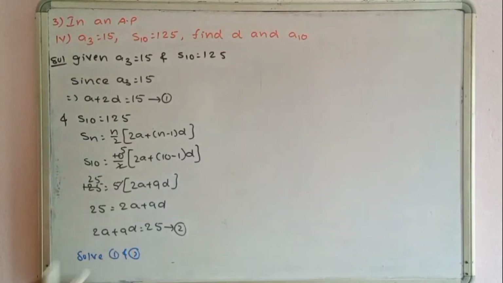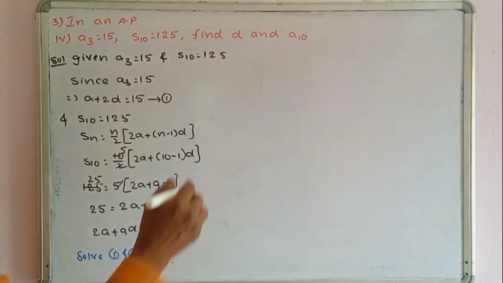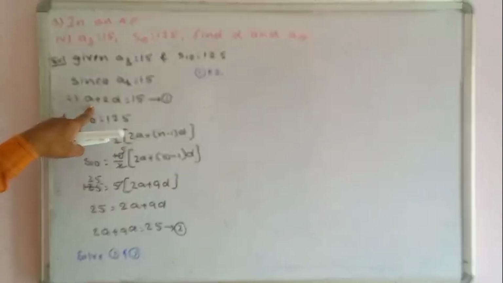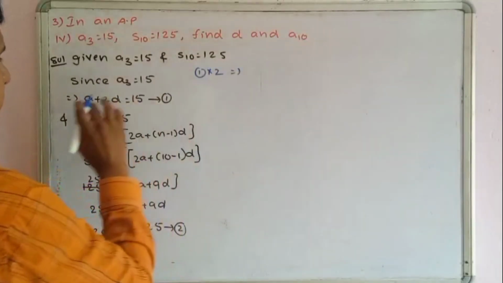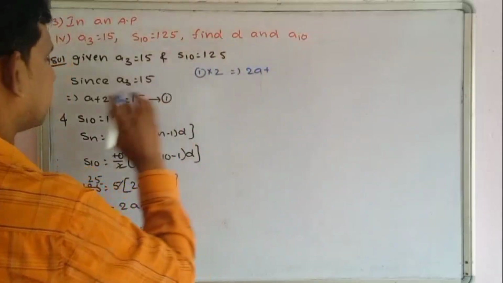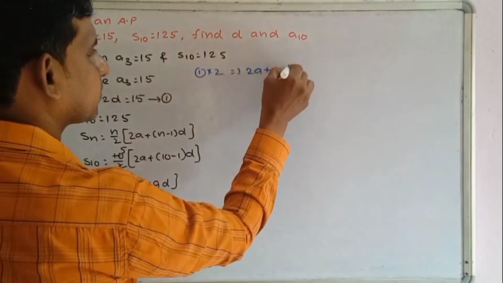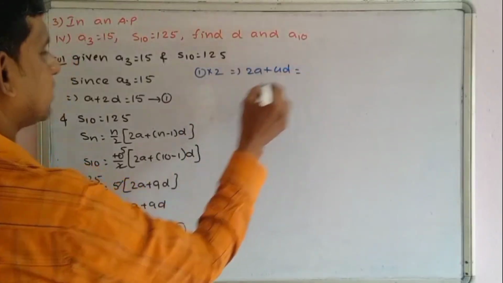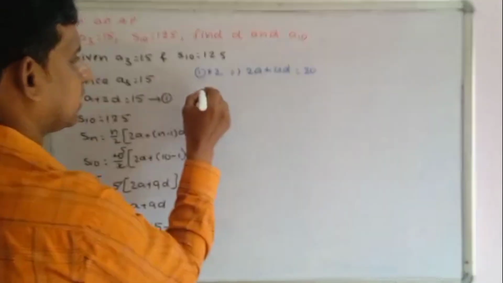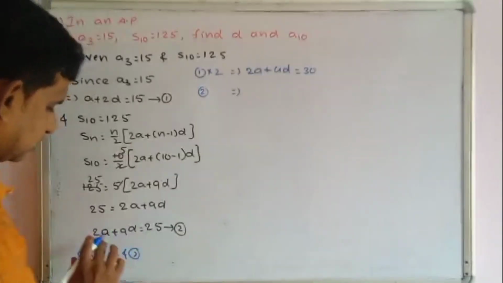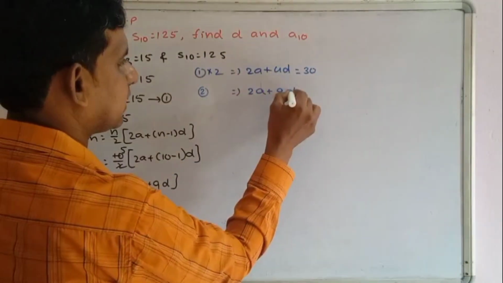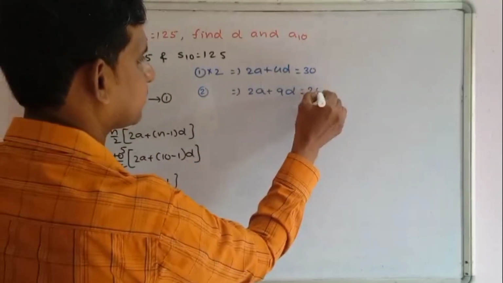Now we will find the value of d and a10. Solve 1 and 2, so multiply 1 with 2. 2 times a is 2a. 2 times 2d is 4d, equals 2 times 15 is 30. Write 2 as is: 2a plus 9d equals 25.